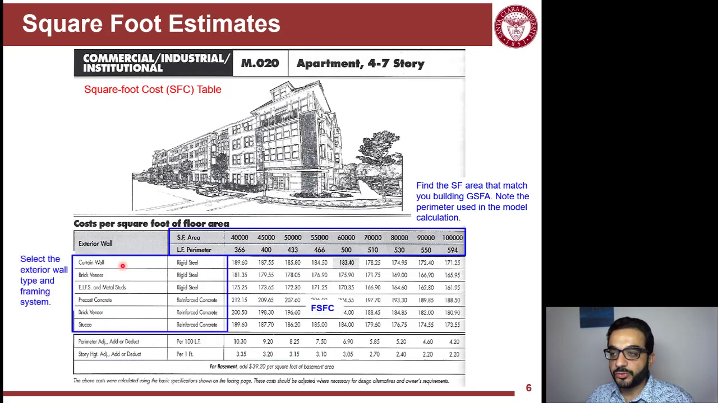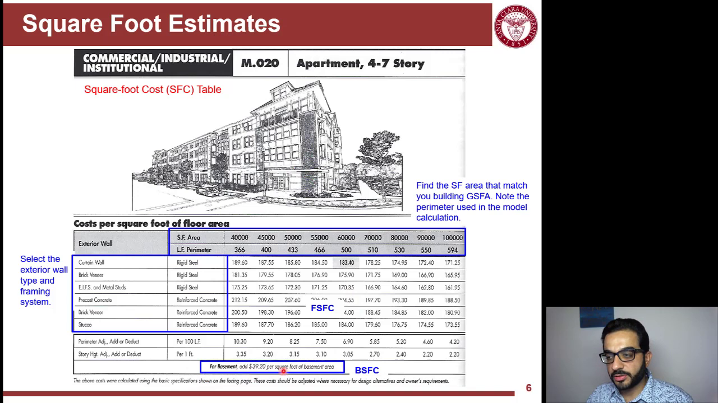The second thing you need to know from the owner is the structure system. Is it steel or concrete? And also the facade. What's the exterior wall selection here? Are you talking about curtain wall, brick wall, precast panels? So once you identify the size of the building, the look of it, the outside features, and the structural system, you'll be able to pin down the number that represents the square foot cost rate.